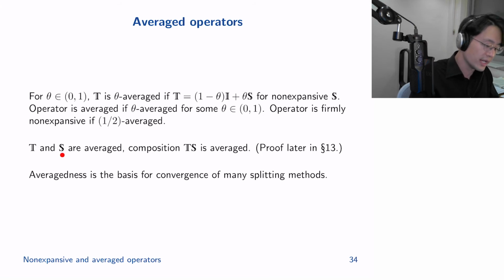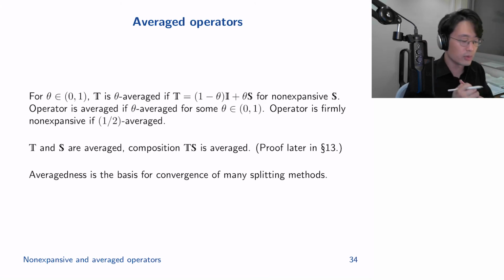If operators T and S are averaged, then the composition TS is also an averaged operator. Now this fact is actually not that obvious, so the proof is somewhat complicated. It's something we will deal with later in chapter 13. And averagedness is, again, not as commonly known throughout mathematics compared to non-expansiveness or contractiveness, but it's the basis of convergence of many splitting methods that we'll discuss in this class.